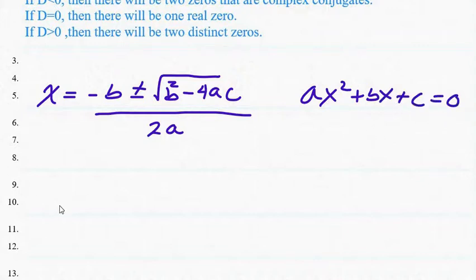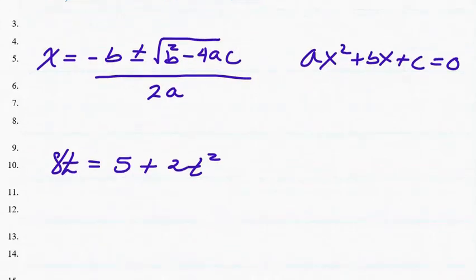Okay, let's take a look at a problem here. So we have 8t is equal to 5 plus 2t squared. Now you notice we have x is equal to, but we don't have any x's in the problem, but hopefully you'll be able to make that adjustment. Let's get this thing written in standard form so it looks a little bit like this here.